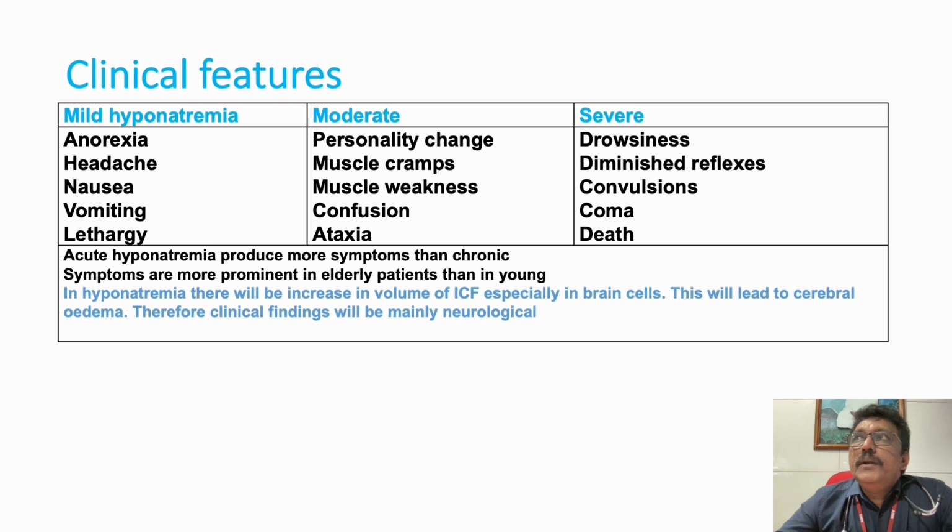Now you can see the clinical features of hyponatremia. The problem in hyponatremia is that it mainly affects the neuronal cells. Because of the shift of water from one side to the other in hypernatremia or hyponatremia, the main problem occurs in the central nervous system. That produces all the complications of hyponatremia.